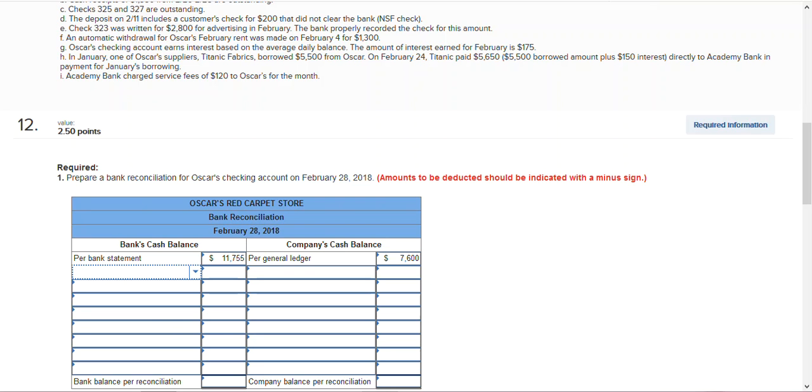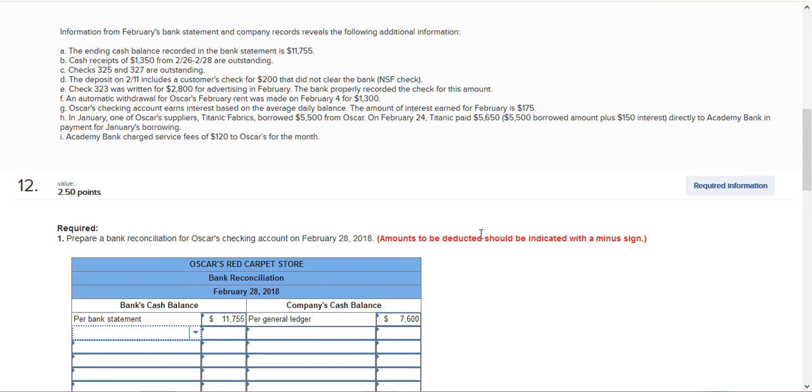So let's look at our bank statement side first. We're going to be looking for things that are not on the bank statement but that the company has recorded on their books. And there's usually two main things that we're going to look for, and those are deposits in transit, in other words, we made a deposit but the bank hasn't recorded it yet, or outstanding checks, which are checks we wrote but the bank has not received yet.